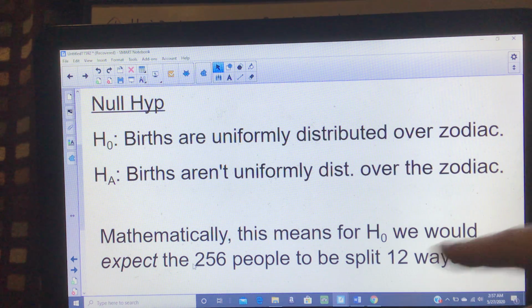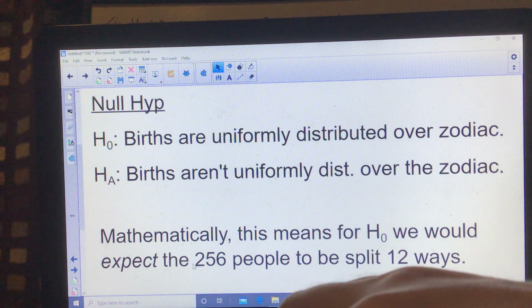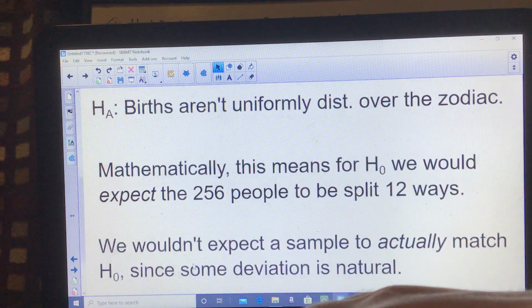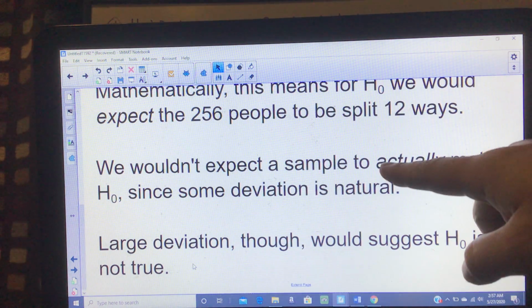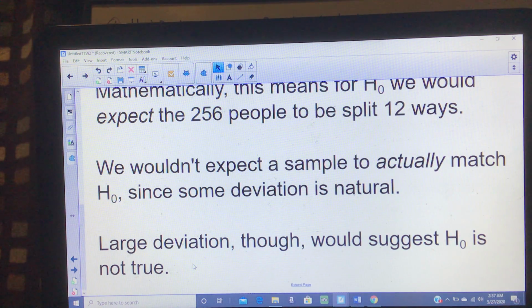So even though mathematically this is the expectation, we have to consider this. We wouldn't expect the sample to actually match the null. Even if the null were true, it'd be very rare to get a sample that was perfectly dead on. In fact, in this case, we can't actually get a sample because we can't get 21 1/3 people, right? We'd have to either get 21 or 22. So it's actually impossible to match perfectly the null.